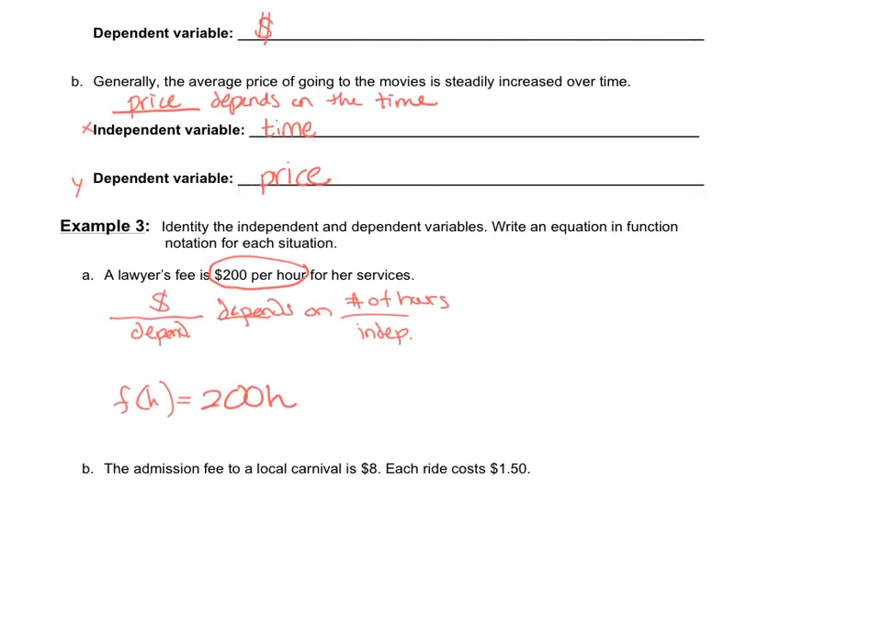All right, the admission fee for a carnival is $8, and each ride costs $1.50. So you have to pay $8 to walk in the door, plus it's $1.50 per ride. I'll call that x. And so that is equal to my f of x.